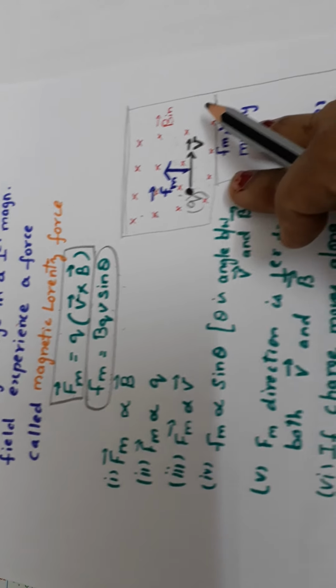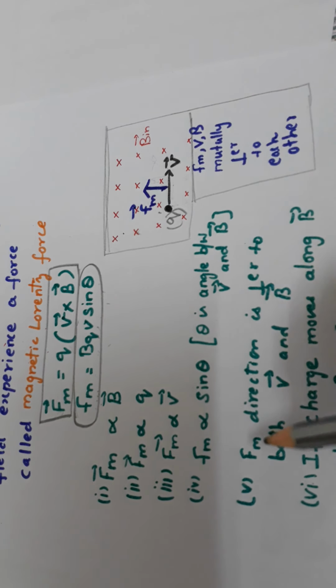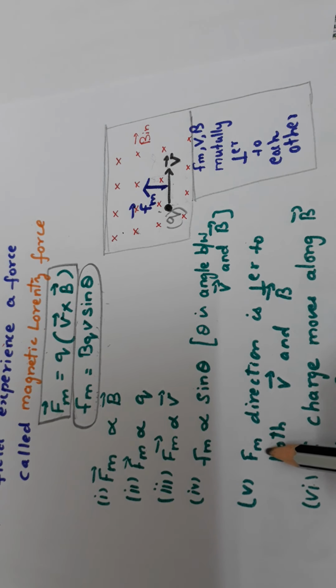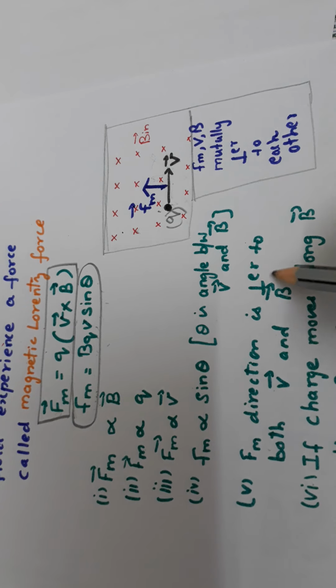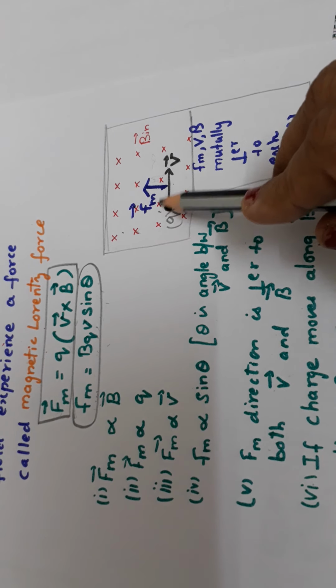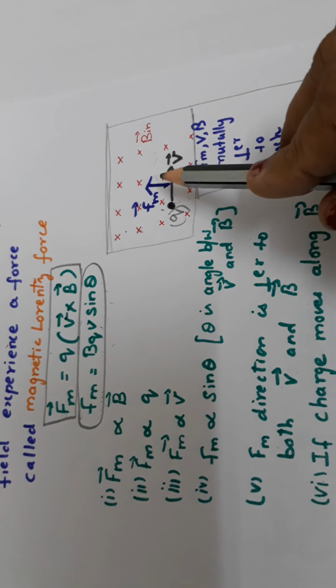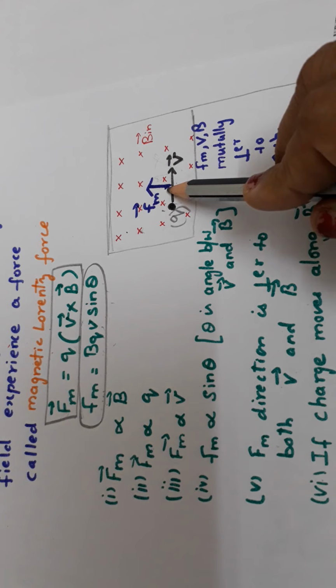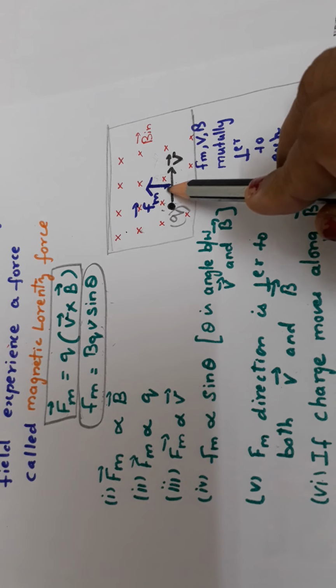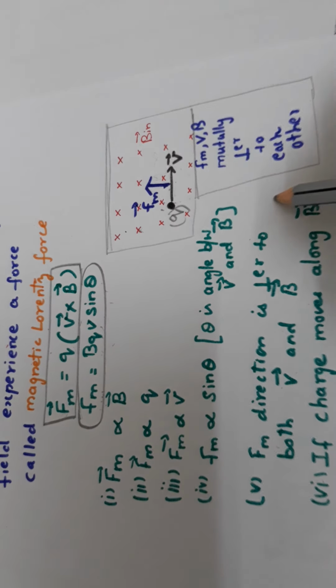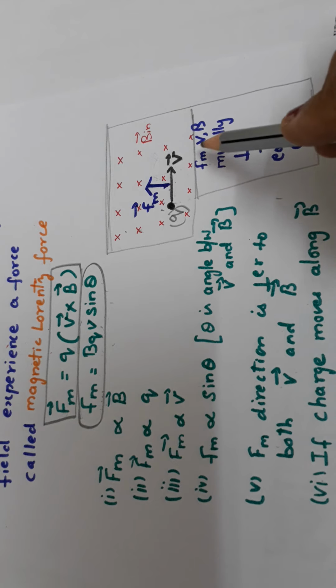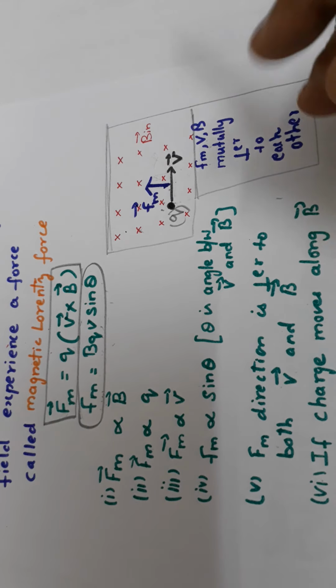Another point is, already I told you, the direction of this magnetic Lorentz force Fm is perpendicular to both V vector and B vector, right? F is perpendicular to V vector and also B vector, which is acting into the paper. Okay, that's what I was repeatedly telling. They are mutually perpendicular to each other. Fm is perpendicular to V vector and also B vector.